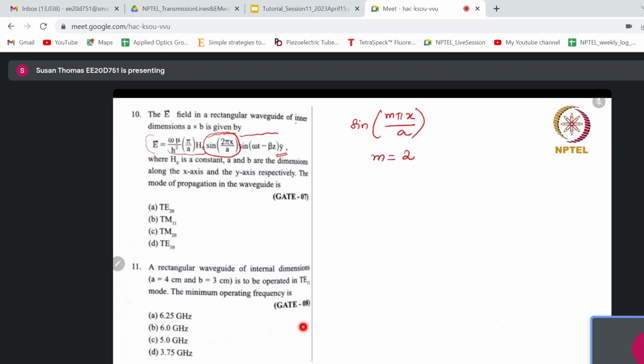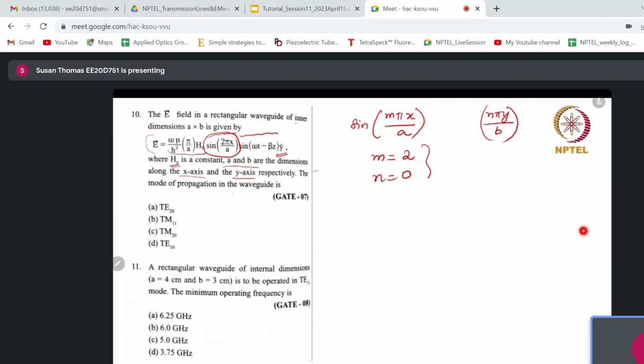Now what is the question? H naught is a constant, A and B are dimensions along x and y, and the question is the mode of propagation in the waveguide. So m is 2, that is clear, and there is no function of the form n pi y by b, so it's clear that n is 0.